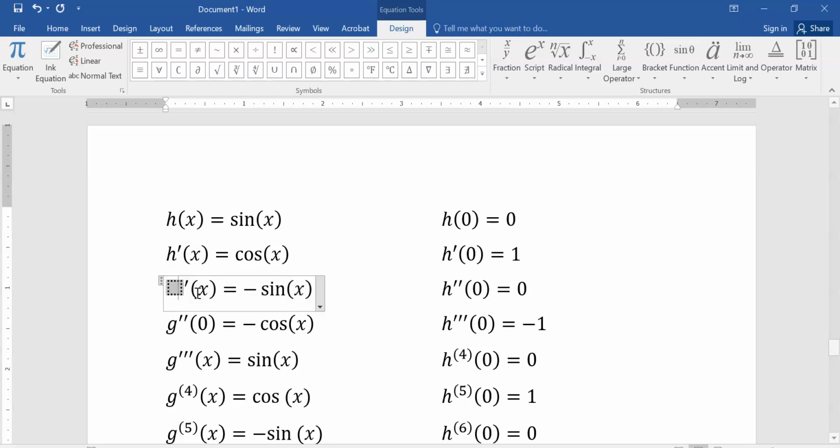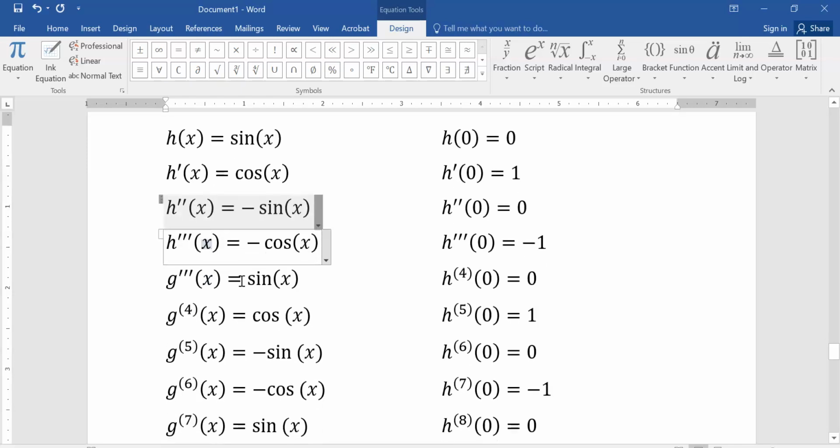And so you could change the first derivative of g to the second derivative of h. Third derivative of g, or excuse me, second derivative of g to the third derivative of h, and so on and so forth. Oops, I plugged this in as a 0. That should be an x. Sorry.